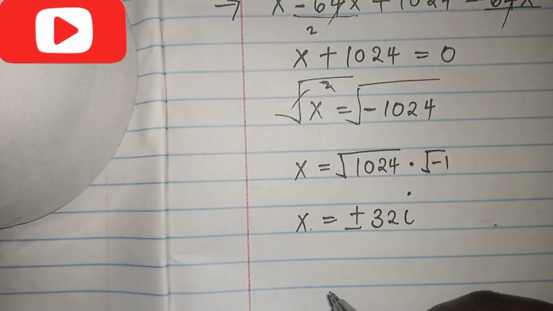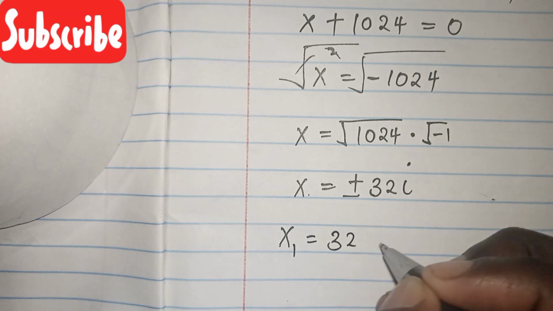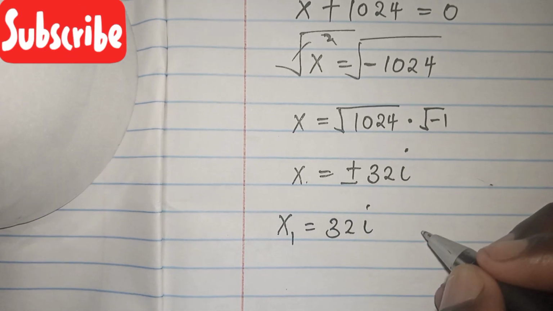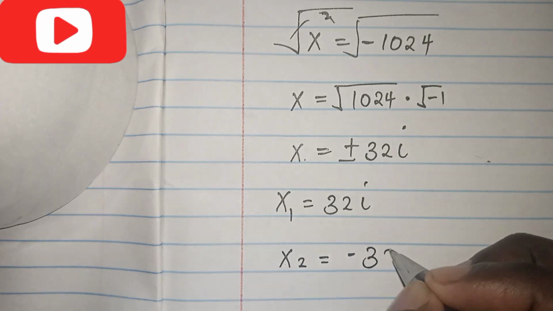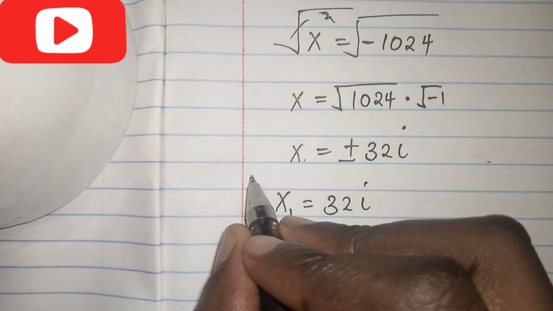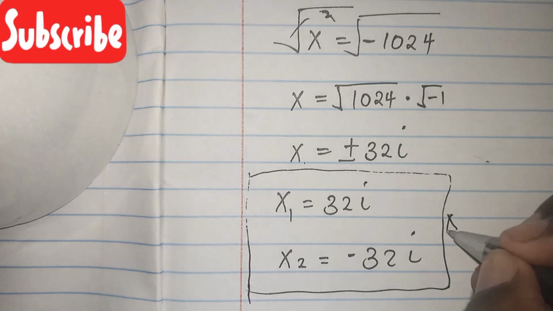So we have two solutions. The first value of x is equals to 32 imaginary, and the second value of x is equals to negative 32 imaginary. And this is our final value of x. So this is the answer.